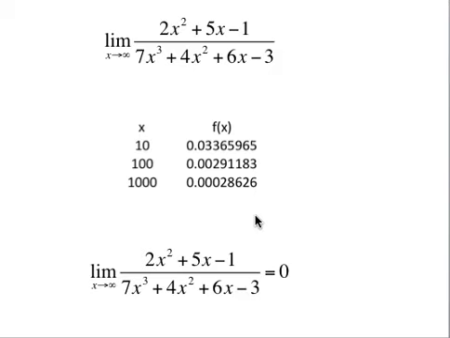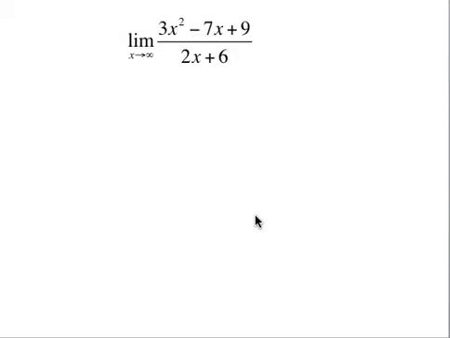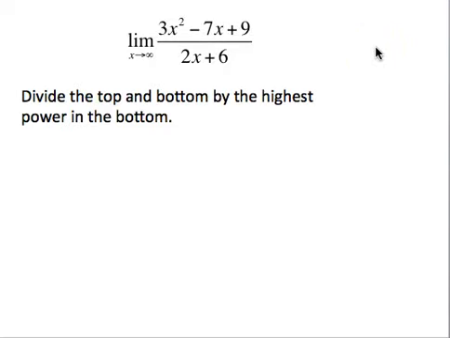Okay, our next example is the limit as x goes to infinity of 3x squared minus 7x plus 9 over 2x plus 6. I call this a top-heavy fraction because the degree of the top, x squared, is higher than any degree on the bottom. So how will that change things here? Our approach is the same.